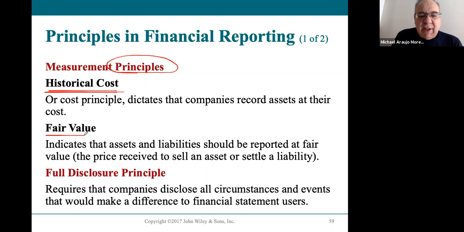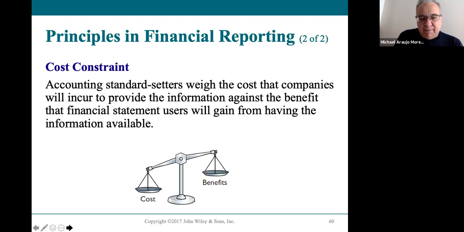Okay. We also have to keep track to make sure that we're never overvaluing anything on our balance sheet. And so we have to keep in mind that what we want to represent to everybody in our financial reports is our assets and liabilities are at fair value. Okay, at fair value. We also need to disclose various things that make a financial difference to the company. And that's really what full disclosure is about.